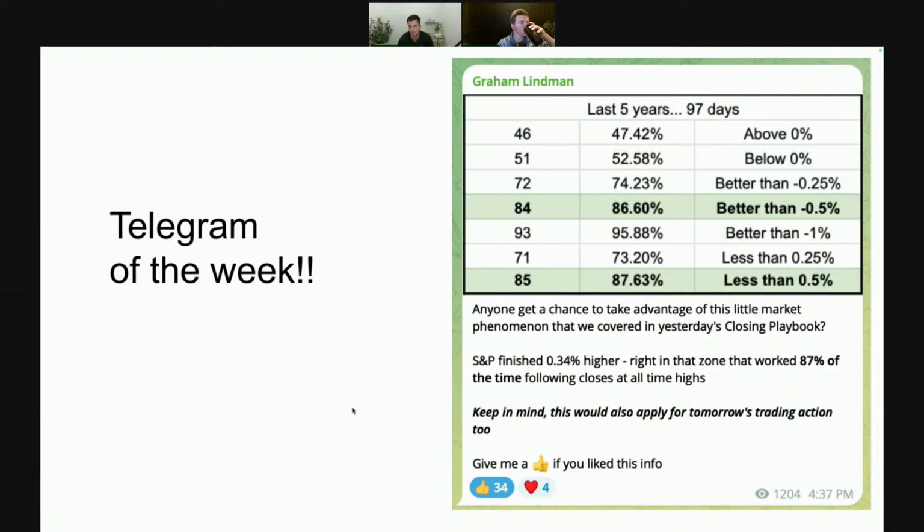This was a fun one that we looked up. We had some varying stats depending on the dates you ran and what AI program you use, but this one was based on what happens when the market closes at all-time highs. We found that the following day, it typically stays within a 0.5% range. We've been able to take advantage of this a few times now. If you've been following along over the last week, pretty much every single day has been within a 0.5% range since the all-time high. Hopefully you've been able to take advantage of that. I thought that was a fun little nugget that we found inside the closing playbook last week on Tuesday, I believe.